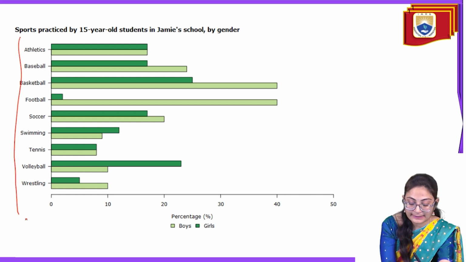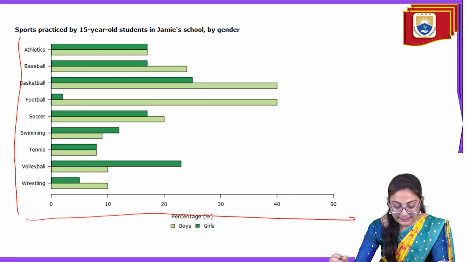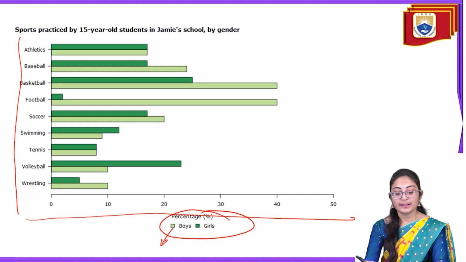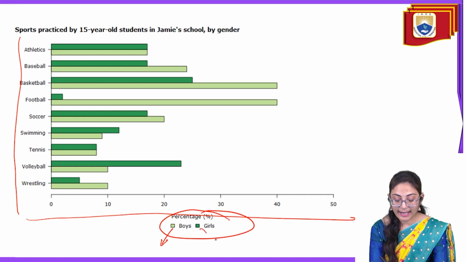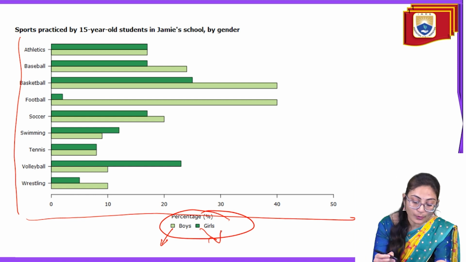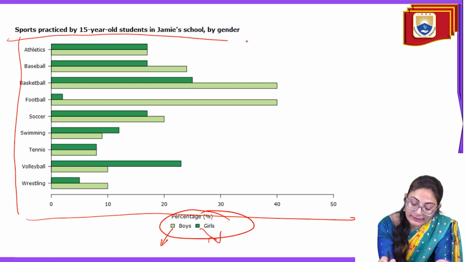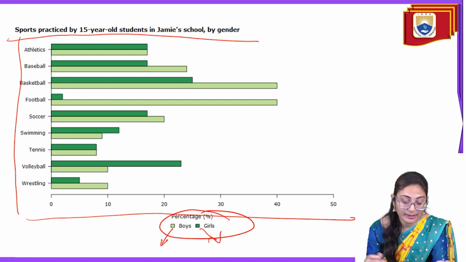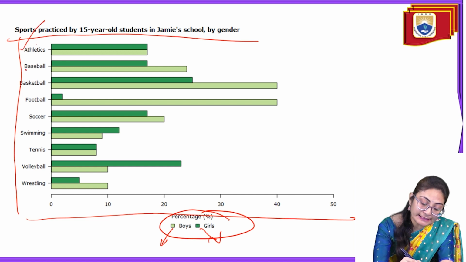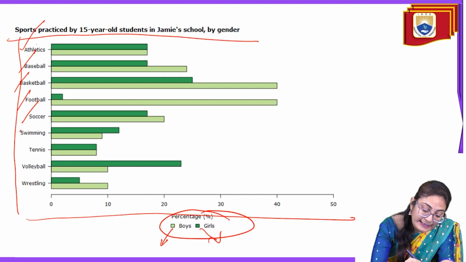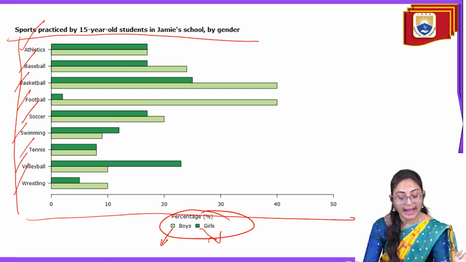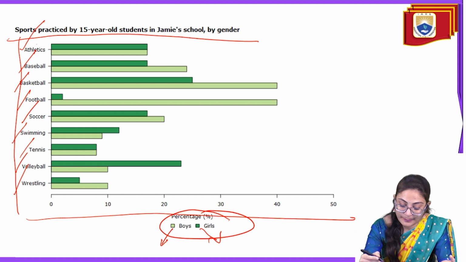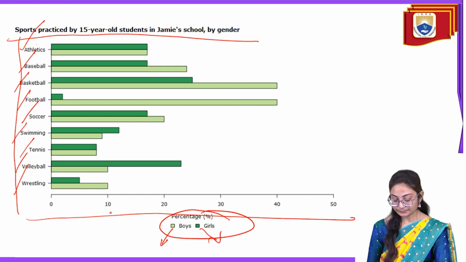There are different categories and these are your quantities, and the quantities are showing the percentage. This yellow color is showing boys and green color is showing the girls. So this chart is showing sports practiced by 15-year-old students in Jamie school by gender. There are different groups like athletics, baseball, basketball, football, soccer, swimming, tennis, volleyball and wrestling. And every group has two bars, one for boys and one for the girls. And these are our values.